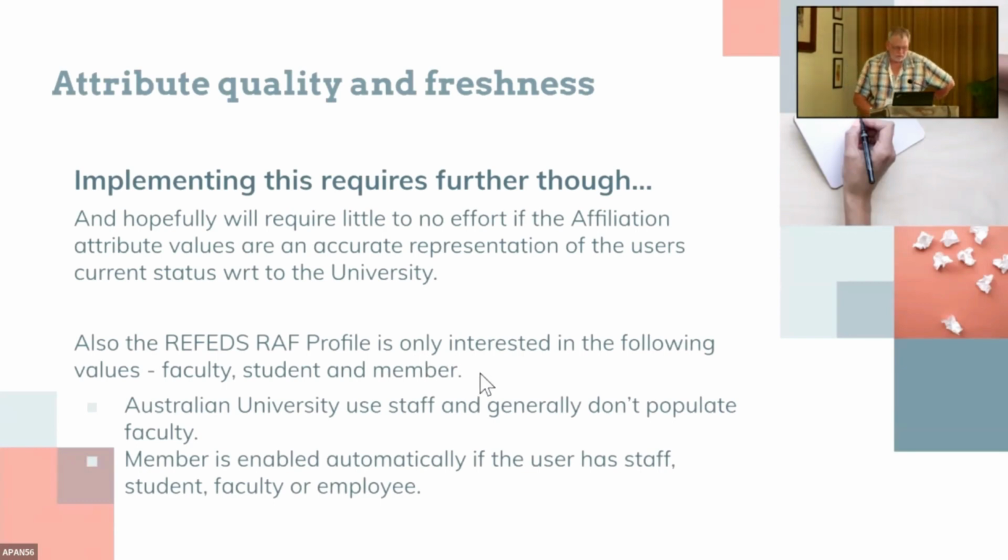The other issue for us, as I said earlier, is that the framework is only interested in the values faculty, student, and member. In Australia, we don't use the faculty value, we use the staff value to say that this person's a staff member rather than a faculty member. And most of the universities don't populate faculty. So we need to work through that to understand the implications that may have for us.